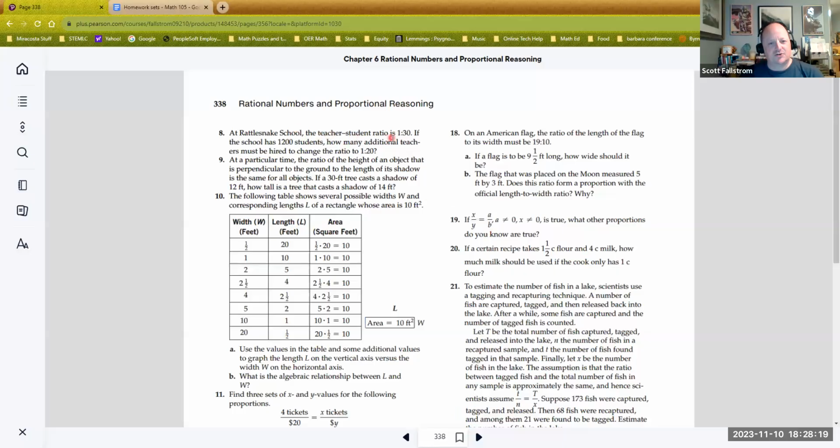The student to teacher ratio is 1 to 30. Again, that's a good thing to think about if you're going to be a future teacher. So 1 teacher for every 30 students. Now it tells you how many students they have. So you could pause there and figure out how many teachers.